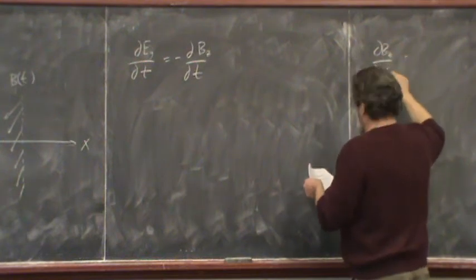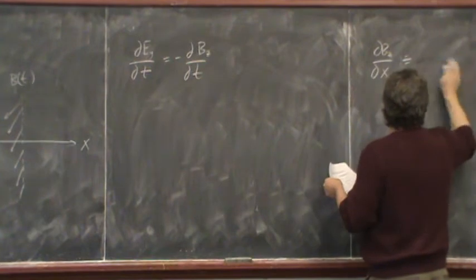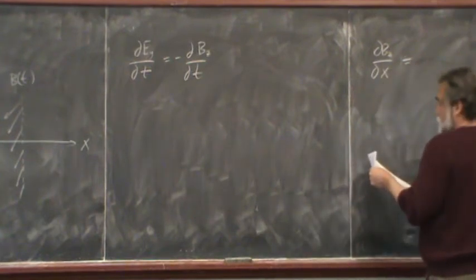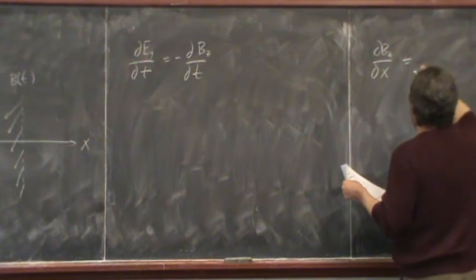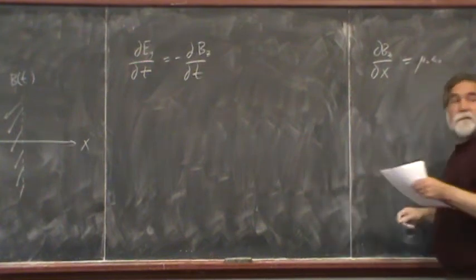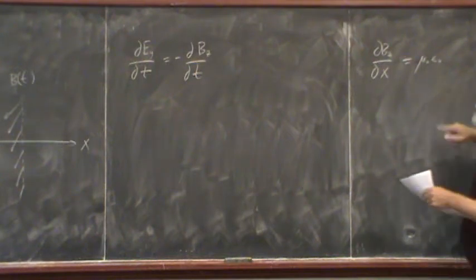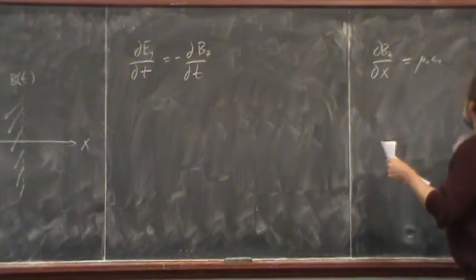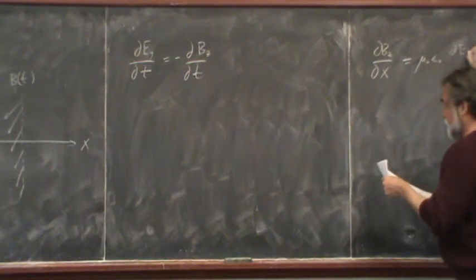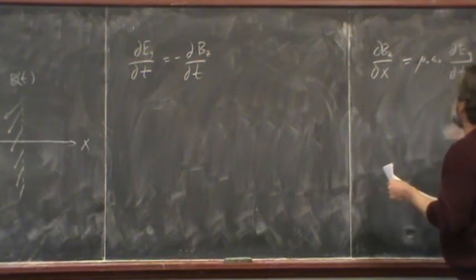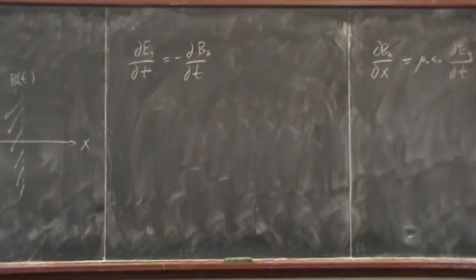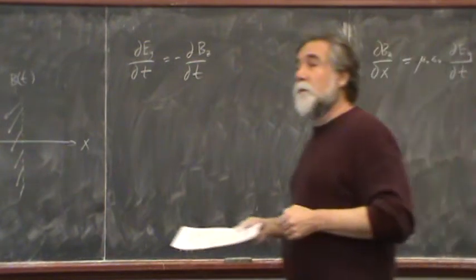dBz/dx equals... I'll write it out in MKS. This is 1 over c squared. Or 1 over c in Gaussian. Yes, it's 1 over c squared. It's 1 over c, but then I need a c in Gaussian over there. Okay, each of those deduced from the integral form of Maxwell's equations.